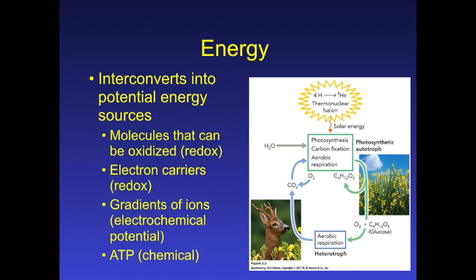And so the potential energy sources that we have are molecules that can be oxidized in a redox reaction. We also will see electron carriers, which are energy molecules. We will then convert these into gradients of ions. You get an electrochemical potential. And ultimately, we will get energy in the form of a physical molecule, ATP being the most obvious, although there are other triphosphates that can be used.